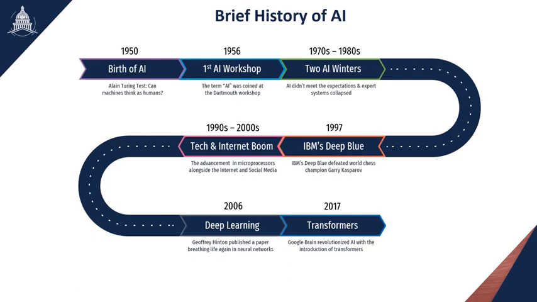Then we go to the year 2017. Google Brain at that point revolutionized AI with the introduction of transformers, a new architecture that made it possible to process vast amounts of data more effectively. And finally, we go to the year 2023, where we entered the generative AI boom. Tools like ChatGPT and DALL-E 3 now are shaping our industries, from education and entertainment to healthcare. In short, AI has come a long way from just being a simple question in the 1950s to groundbreaking technologies that are part of our daily lives today.